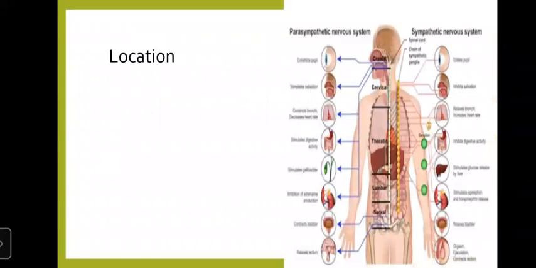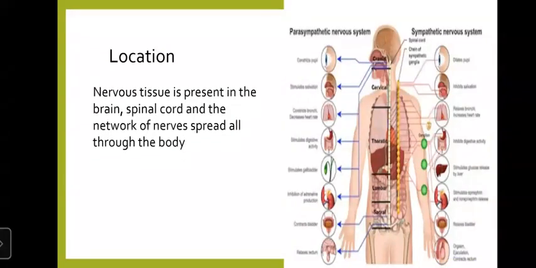Now, what is the location of this nervous tissue? They are spread throughout our body. Nervous tissues are found majorly in the brain and spinal cord, and then the branches coming out of them, the nerves, cover all the parts of our body. You can see this in this image. The major location is the brain and the spinal cord, and then the network of nerves coming out of the brain and spinal cord covers our entire body.